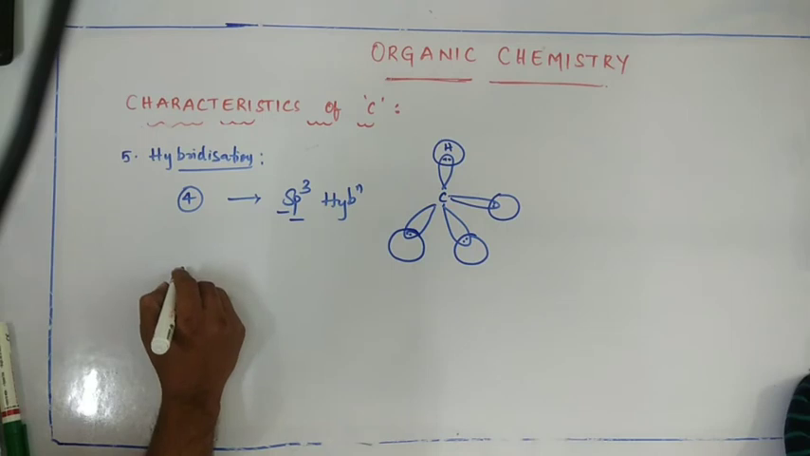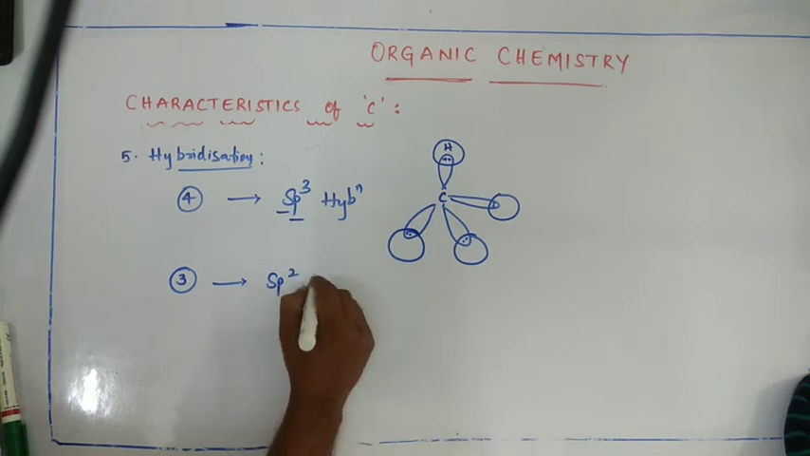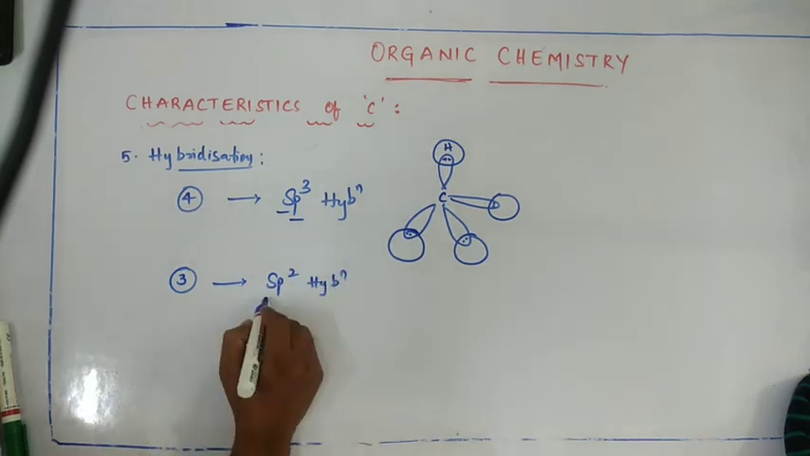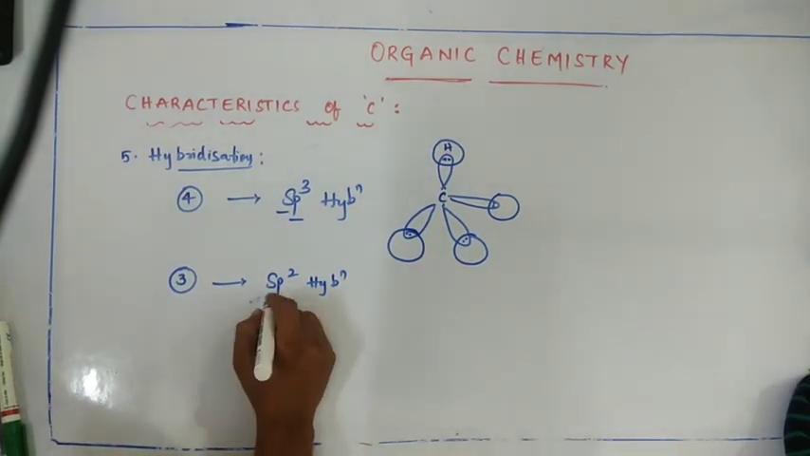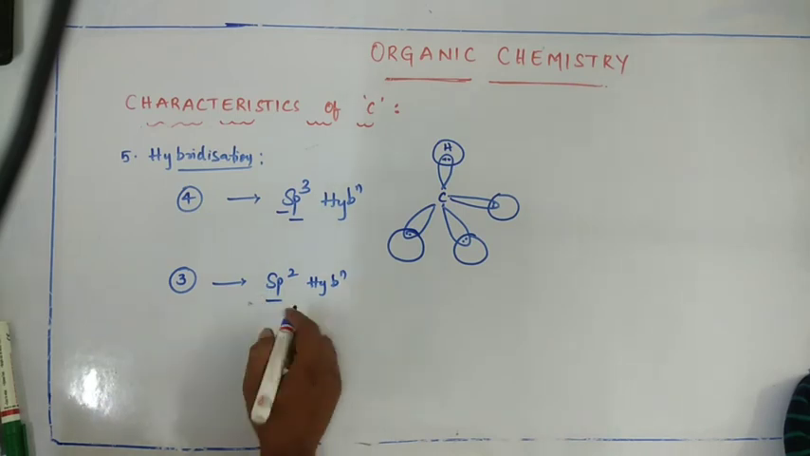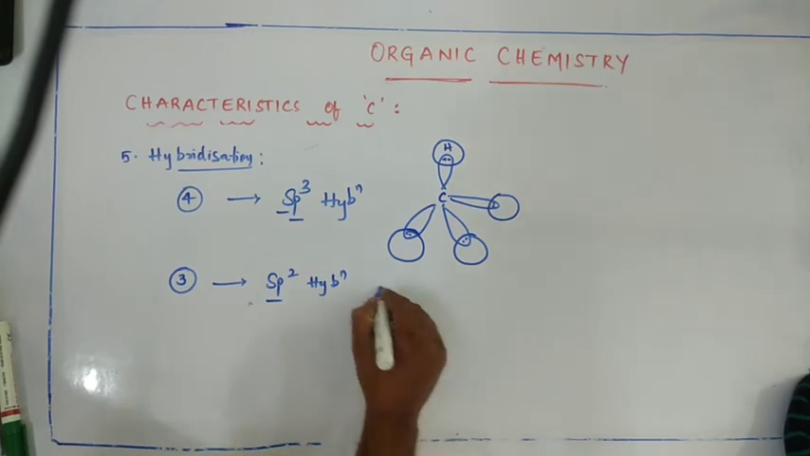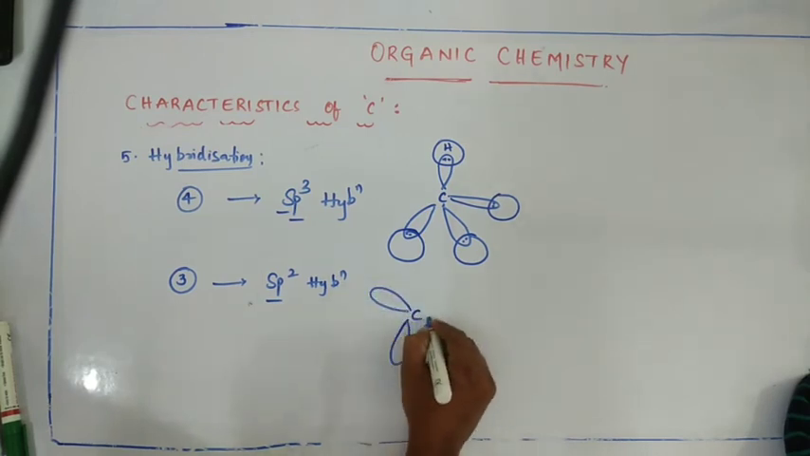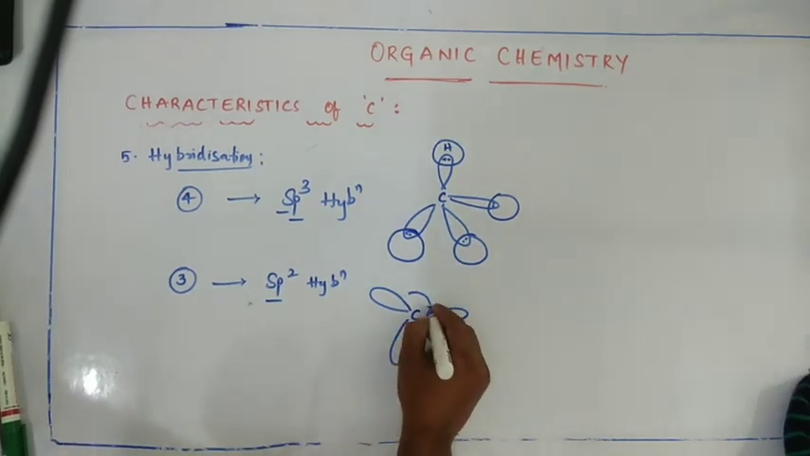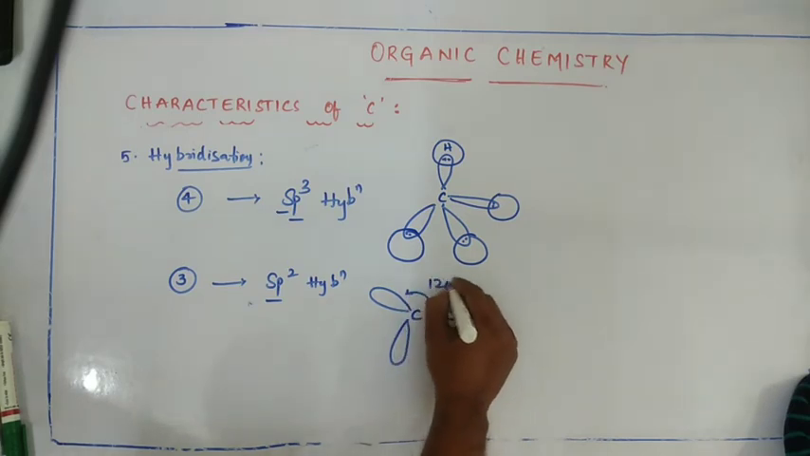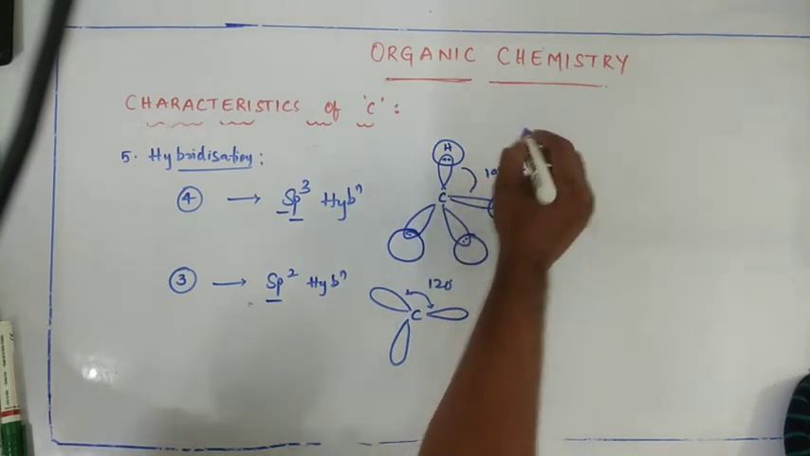Whenever carbon wants to form bonds with three atoms, it uses sp2 hybridization. One s orbital and two p orbitals are mixed with each other and give three sp2 hybrid orbitals. These three sp2 hybrid orbitals are arranged in a planar structure. The bond angle between these orbitals is 120 degrees. In the case of tetrahedral, it is 109 degrees 28 minutes.